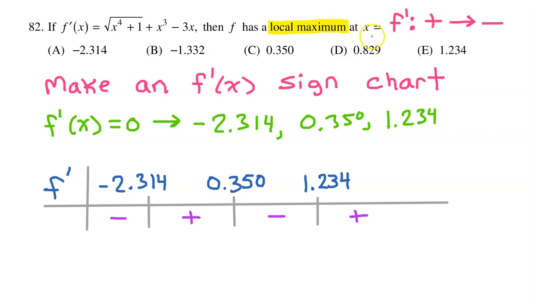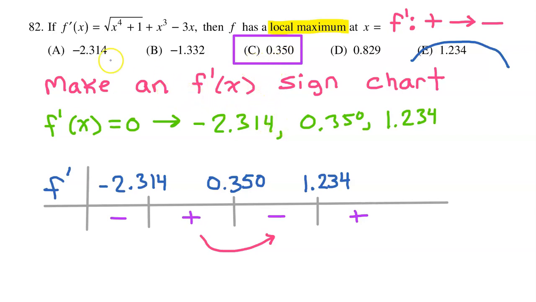We are looking for the x value of a local maximum, which means that f prime needs to go from positive to negative, which would mean that the original function f was increasing and then decreasing. So, okay, f prime goes from positive to negative right here at 0.350. So the answer is C.